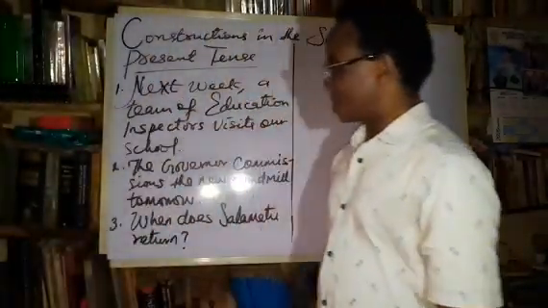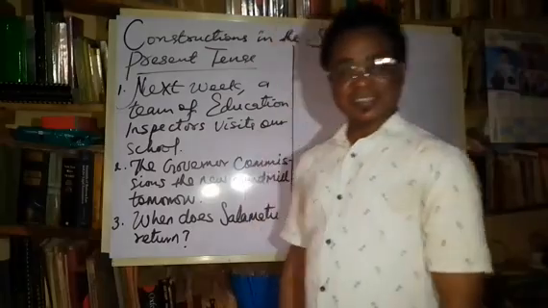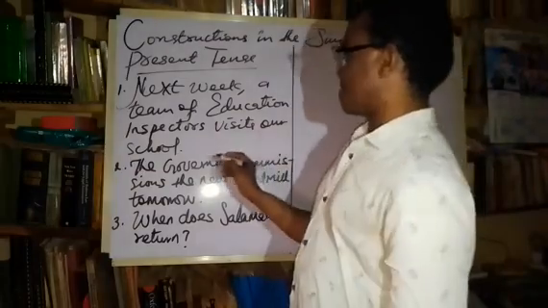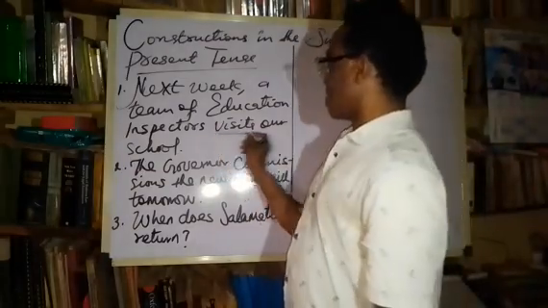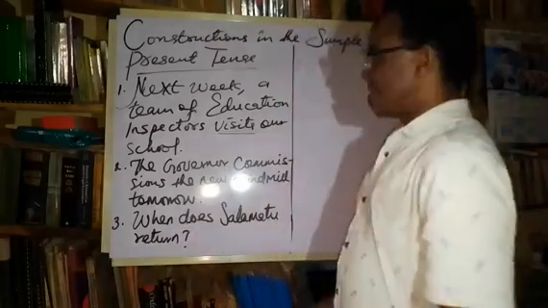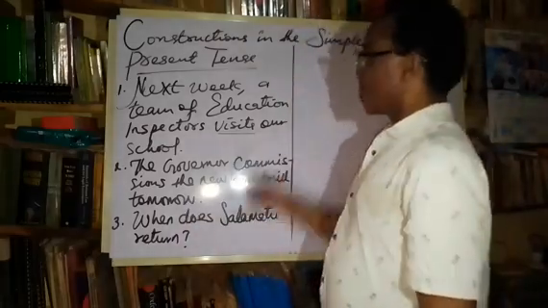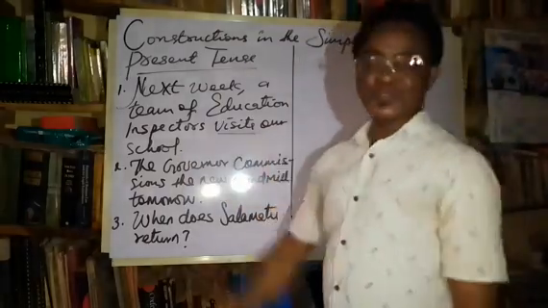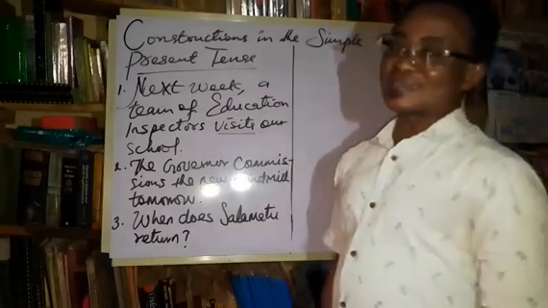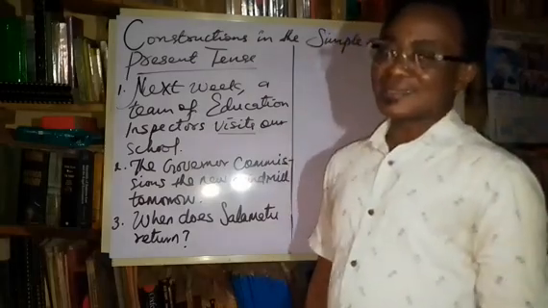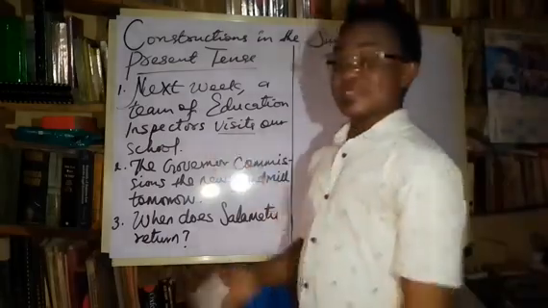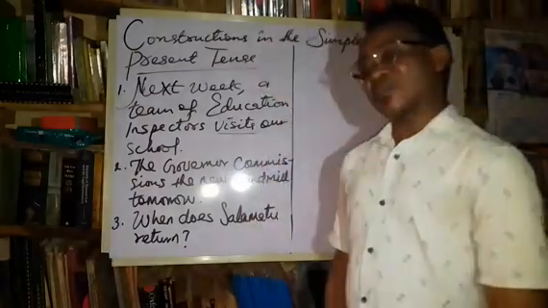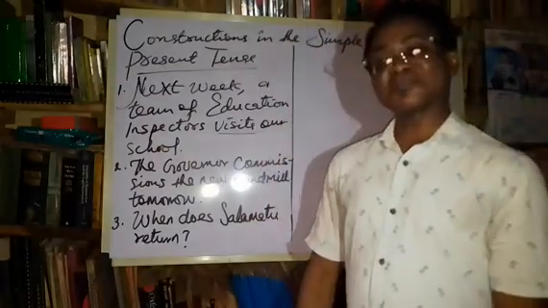So let's take a look at these three sentences. Each of them has a verb in the simple present tense. Number one is visits. It says, next week, a team of education inspectors visits our school. When? Next week, not today. And the sentence isn't talking about what happens repeatedly. It's an action that will take place only next week.